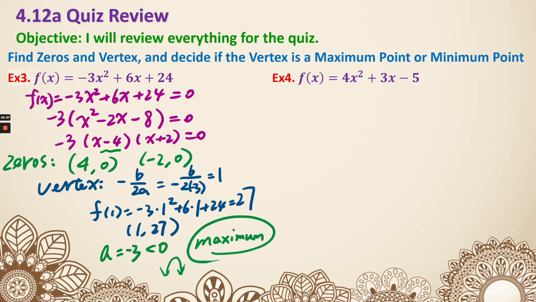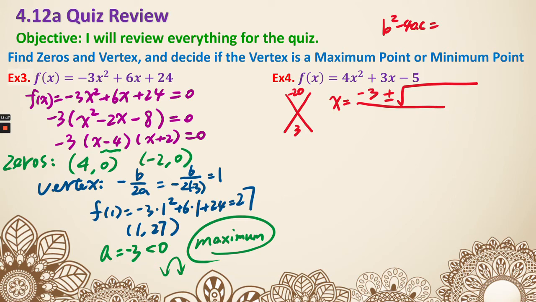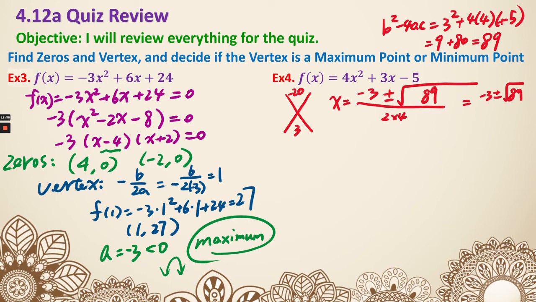Next, example 4, same idea. That means I need to start factoring first. This time it has a leading coefficient, so I'm going to use the cross method. Negative 20 and then 3. After you write them down, you can see you can't exactly factor it. That means we can't use that. We have to use the quadratic formula for this one. So it's negative b, negative 3, plus minus square root of b squared minus 4ac. I'm just going to calculate on the top. B squared is 3 squared minus 4 times negative 5. That is going to be 9, then plus 16 times 5 is 80, so I got 89. 89 in there. On the bottom, 2 times 4, which is 8.